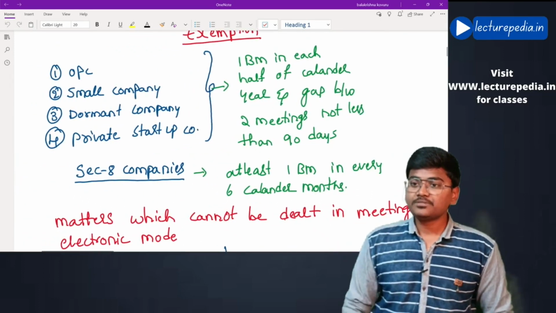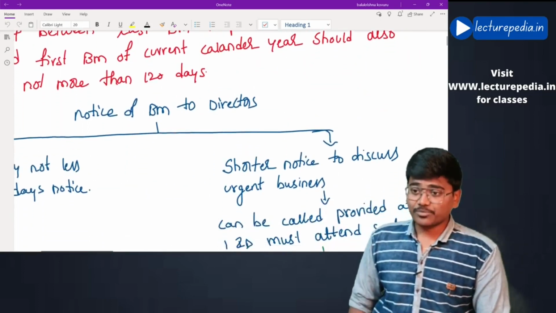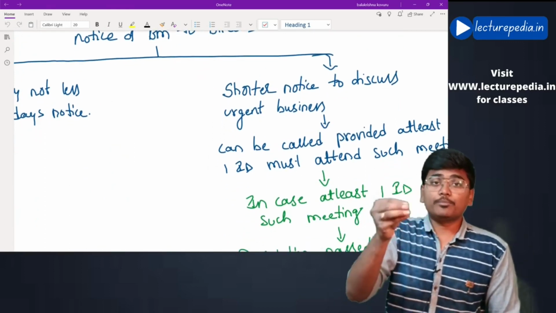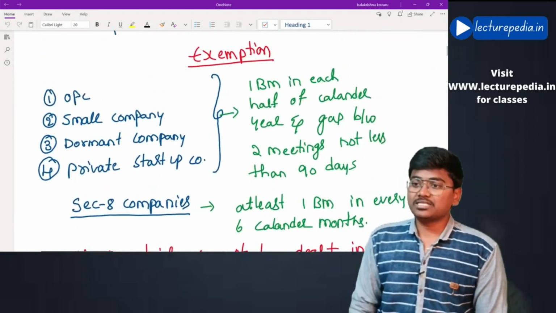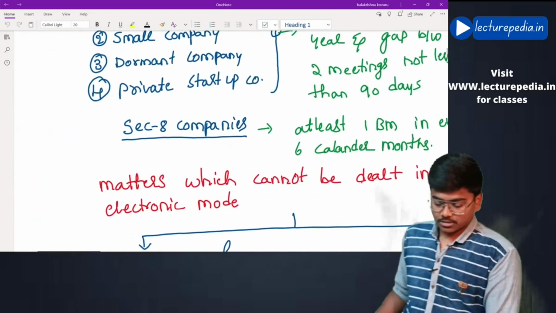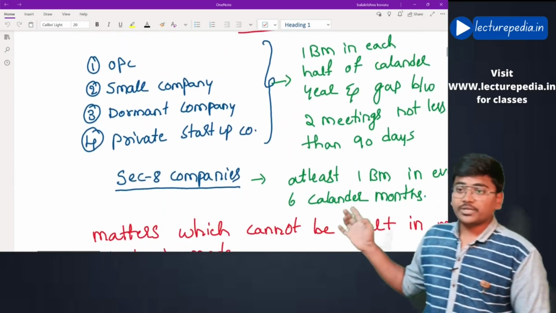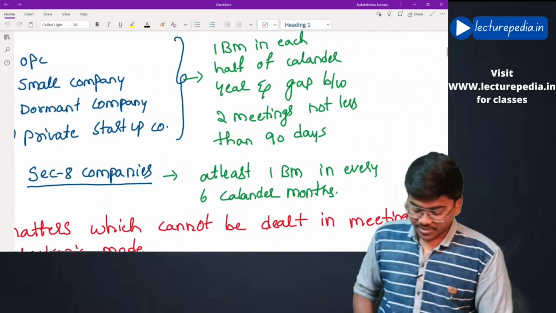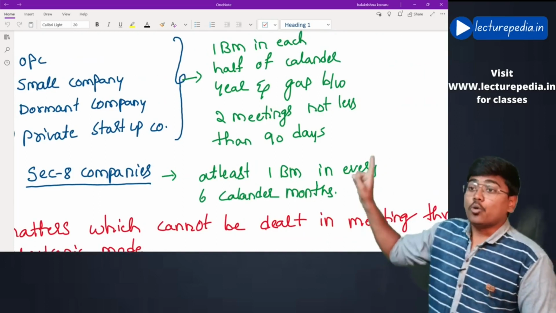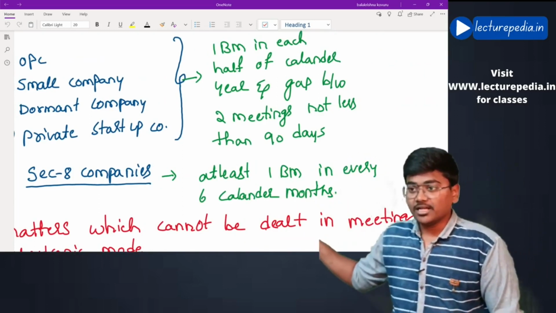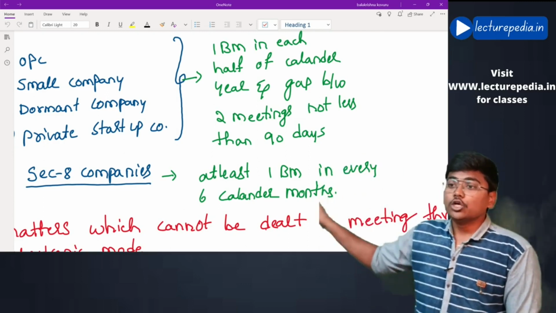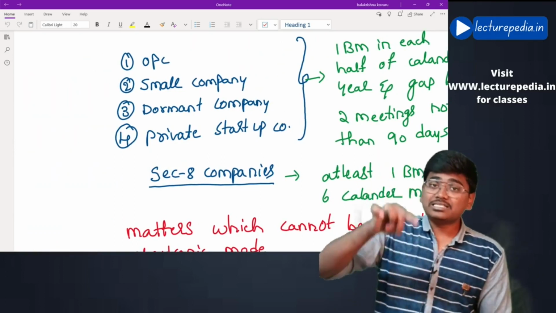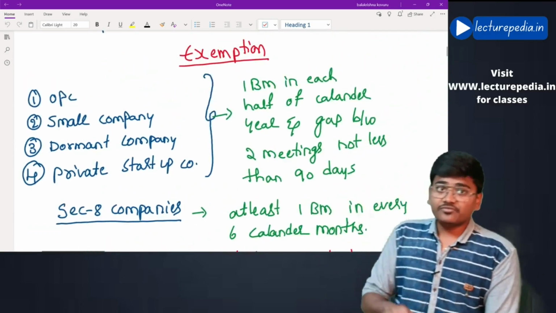Next, exemption. That means exemption from the 4 board meetings, and the gap between 2 board meetings should not be more than 120 days. To which companies is such exemption available? 1-person company, small company, dormant company, private startup company. For these 4 types of company, it is sufficient if they conduct 1 board meeting in each half of the calendar year, and the gap between 2 board meetings should not be less than 90 days. These companies need not comply with 4 board meetings in a calendar year and the 120 days gap. It is sufficient if they comply with this condition.